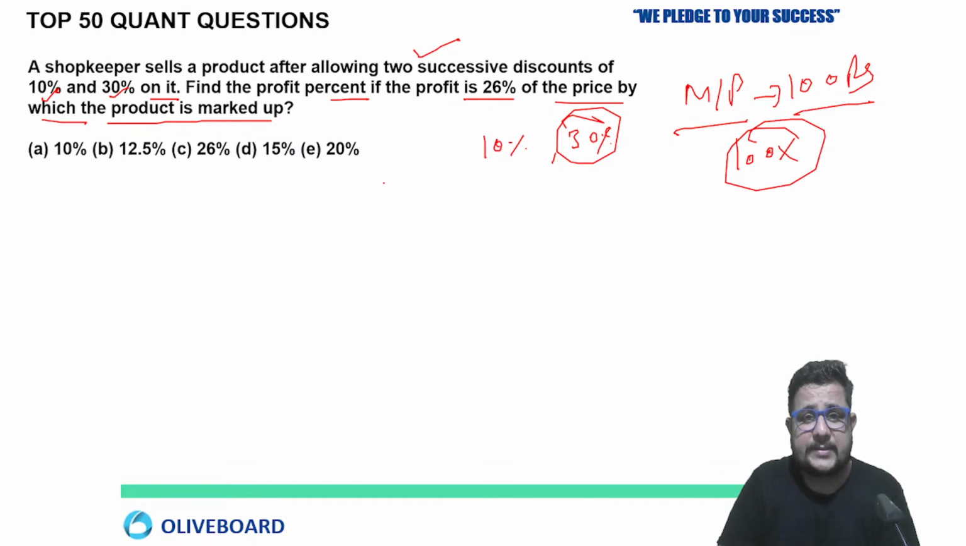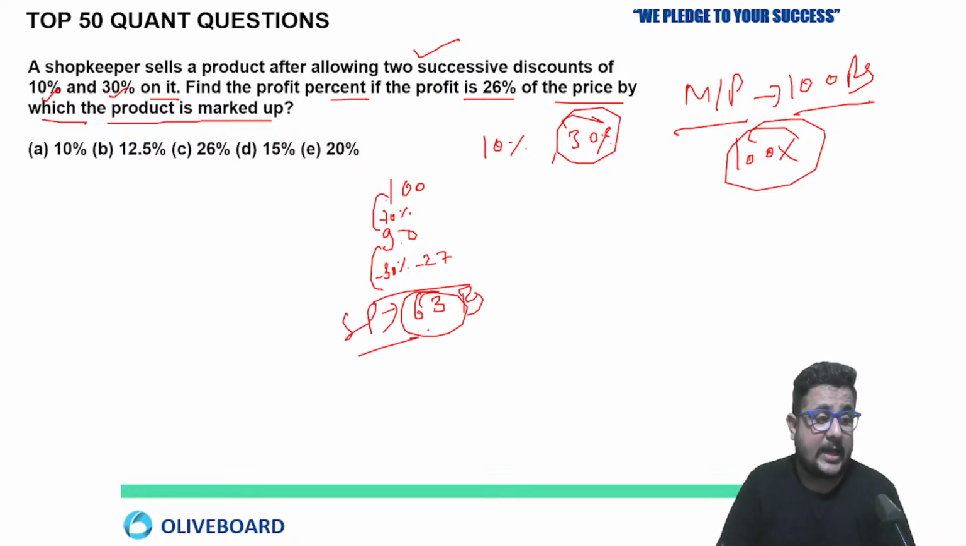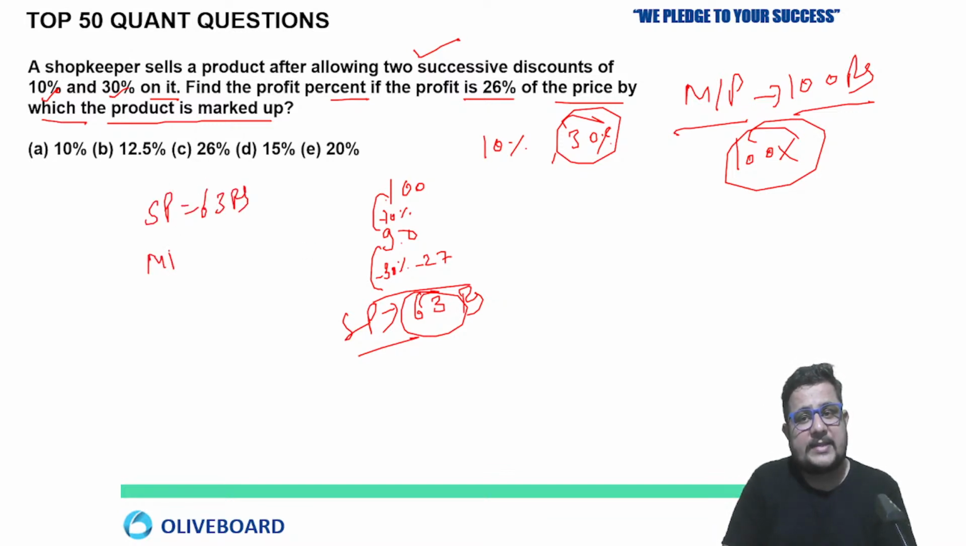So 100 rupees. First a 10% discount, so it will become 90 after the first discount. Then a second discount of 30%. So 30% of 90 is going to be 27. So it will be 63. Selling price is 63 in this case. I'm telling you in the easiest way. Selling price is 63 now. Marked price is 100 rupees.